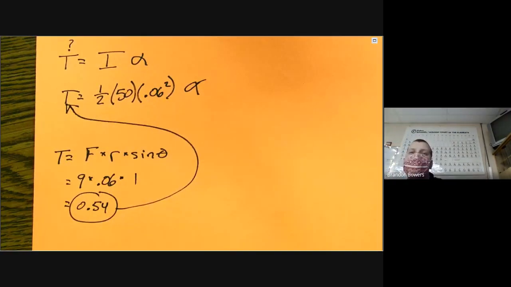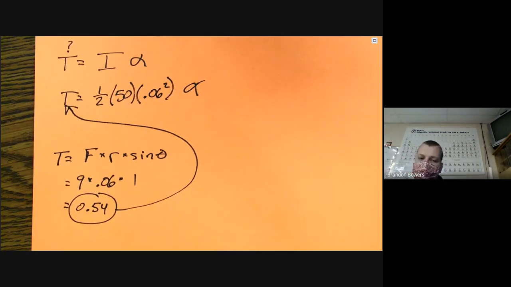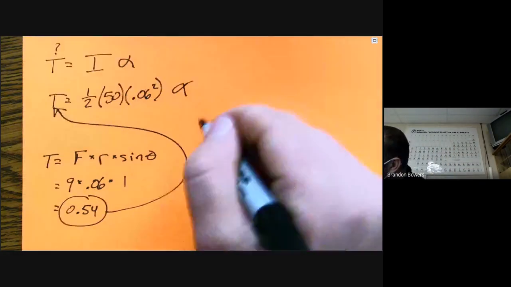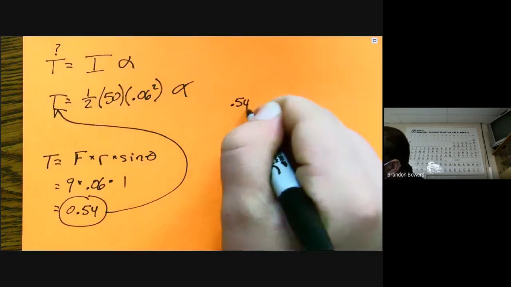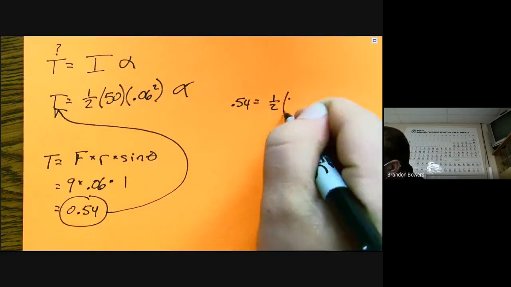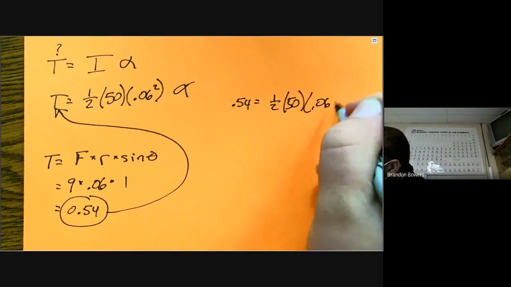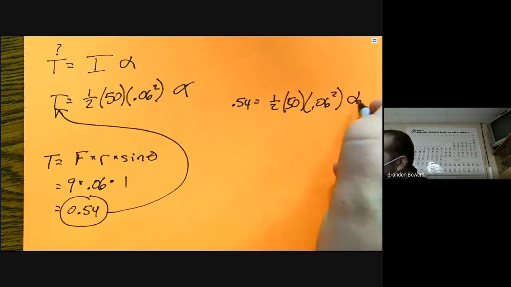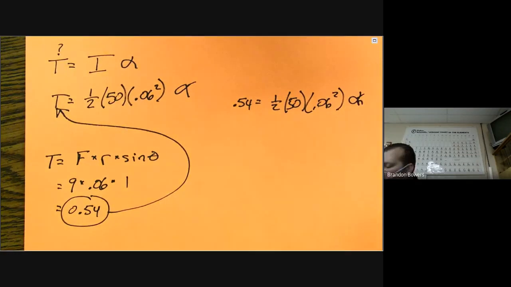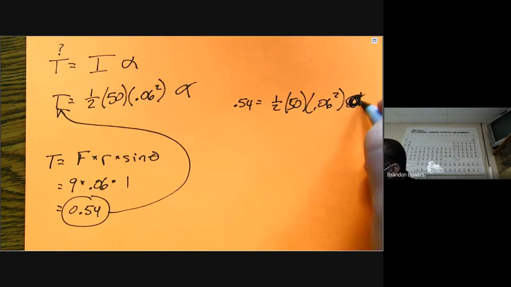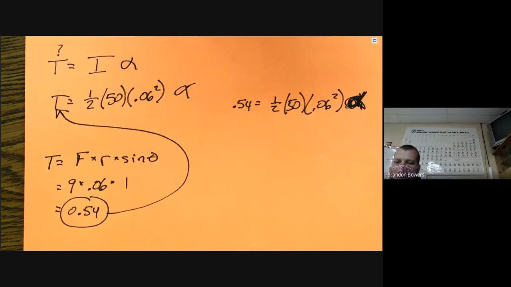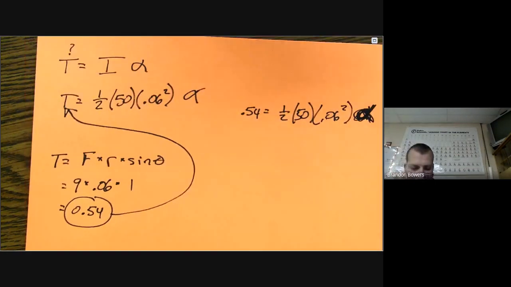This might be a dumb question. Does torque equals inertia times acceleration, is that a set equation we use for everything? Yeah. Okay, I got it now. So when you plug that in, 0.54 is equal to 1/2 times 50 times 0.06 squared times alpha. There's alpha. I think I got 6.